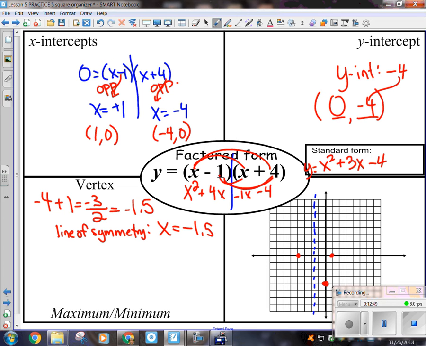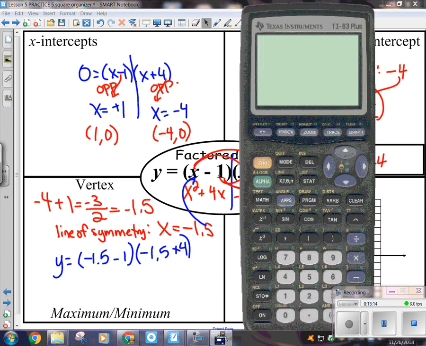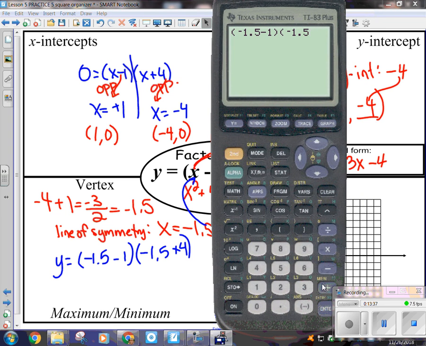This time I need my calculator. We ready to do our calculation? What number is going in for x? Okay, it's going to be negative 1.5 minus 1, and then negative 1.5 plus 4. And by the way, I'm going to do that on my home screen on my calculator, and I'm not going to worry about doing that in my head. Anybody got it yet? Parenthesis, negative 1.5 minus 1, close parenthesis. Open up another one, negative 1.5 plus 4, close parenthesis. Anybody get negative 6.25?